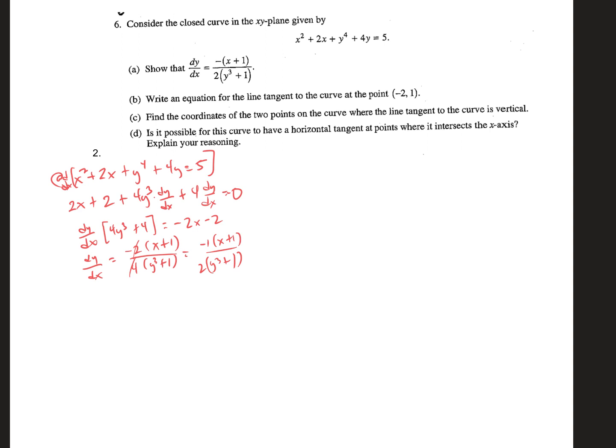And that would allow me to simplify this into something that looks like the answer. Like that. All right. For part B, write an equation for the line tangent to the curve at (-2, 1). So we're already given a point. It's (-2, 1). But we also need a slope. So we need to plug (-2, 1) into the derivative in order to find the slope. So let's see, that would be -1, so that's 1 over 2 times 2, 4. So the slope is 1/4.